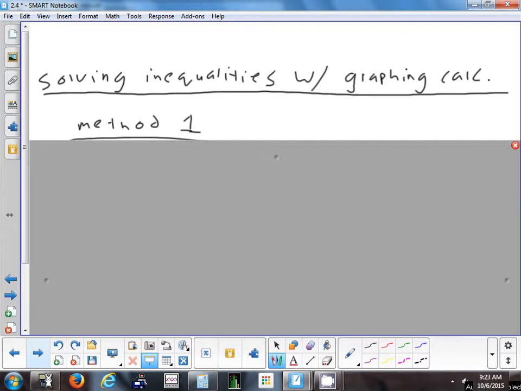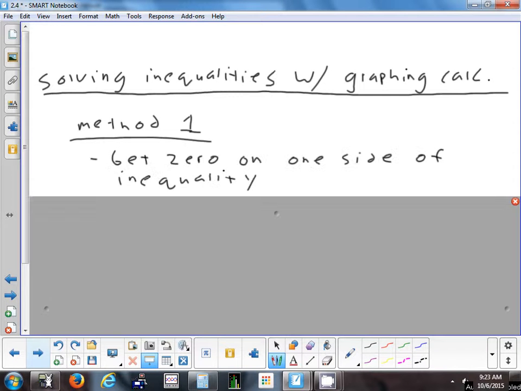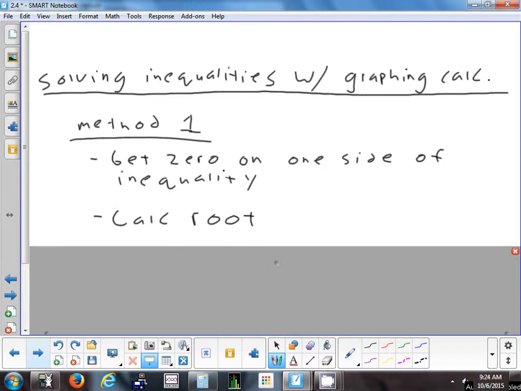All right, so let's look at how we can use the calculator to solve some of these. Calculator is helpful if the inequalities start to get really complicated. Okay, and algebra seems a little tricky. Okay, and there's 2 ways you can do it. The first method to use your graphing calculator, do it just like you were going to solve a quadratic equation. Get 0 by itself on one side. Once you get 0 by itself, then you're going to calculate a root.